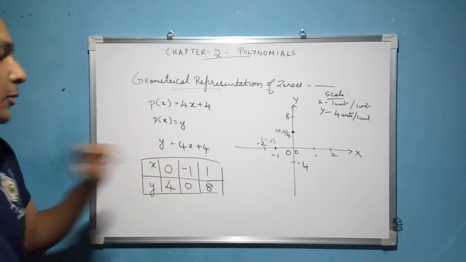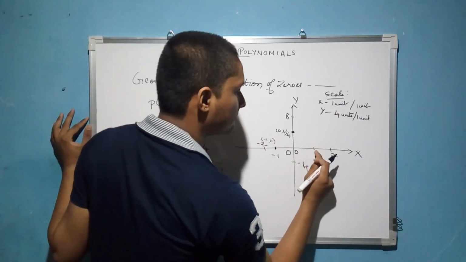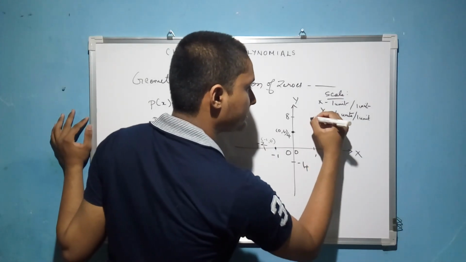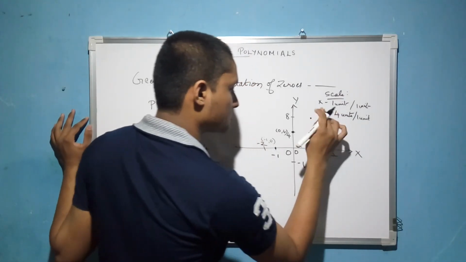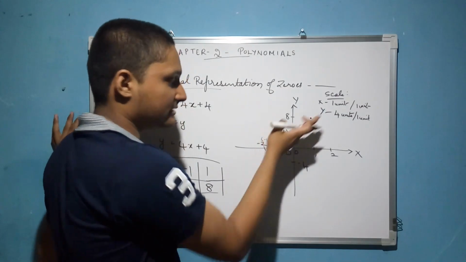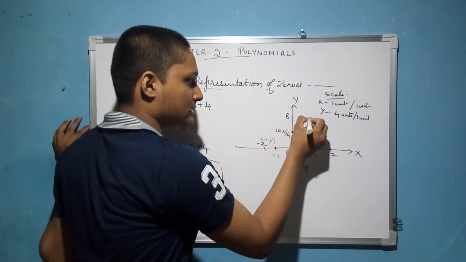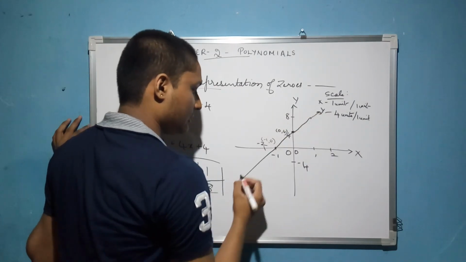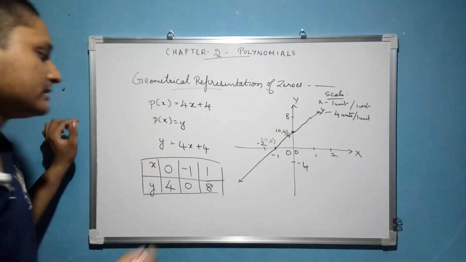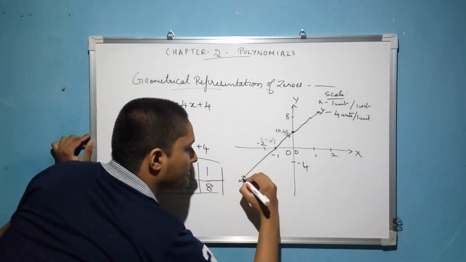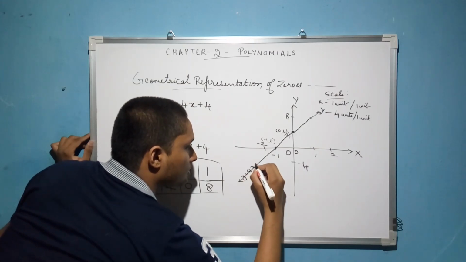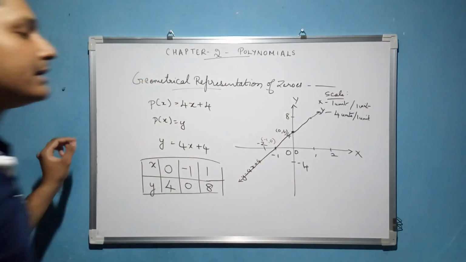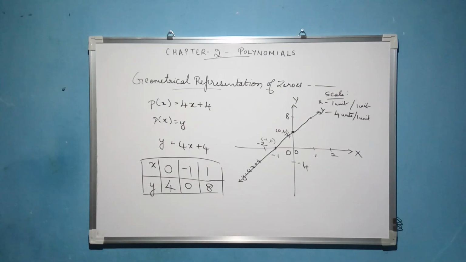Now we have 1, 8. So 1 and 8 steps upward, it comes here. Just observe that it comes in line, that is, they are collinear, right? So just go on joining them and write the equation, that is y is equal to 4x plus 4. This is the required equation. This is just a general example I have taken.